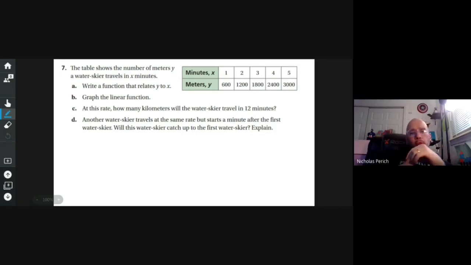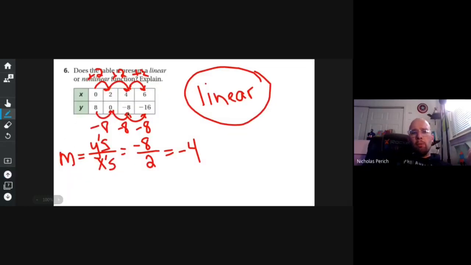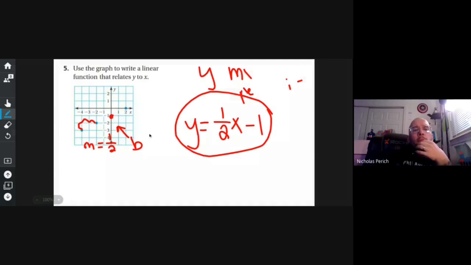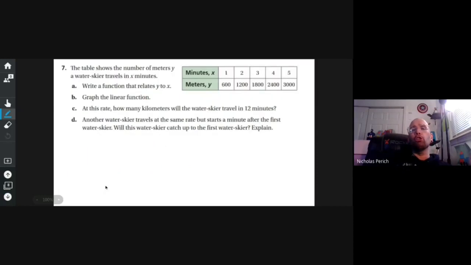The table shows the number of meters, y, a water skier travels in x minutes. Write a function that relates y to x. All right, even though in the last problem I was asked to write a linear function, I just looked at the graph and came up with it that way, and I said that's pretty easy. Now it's not so much.